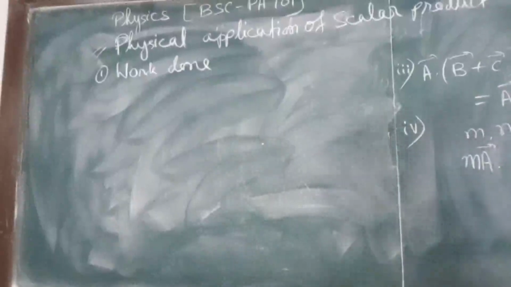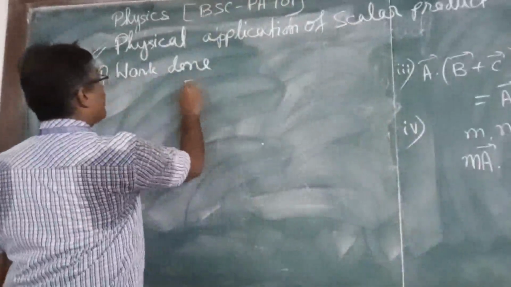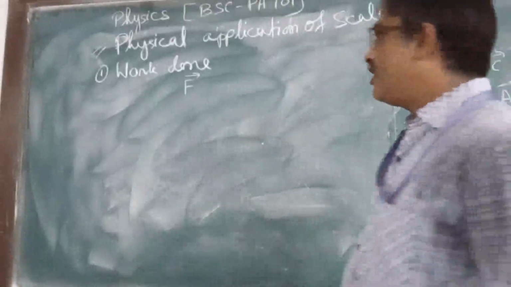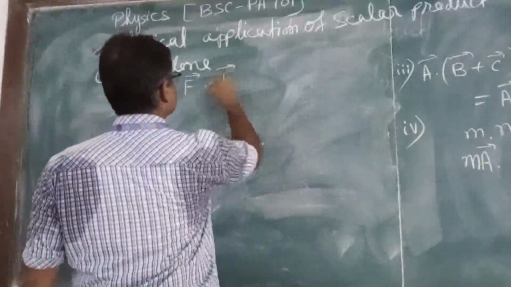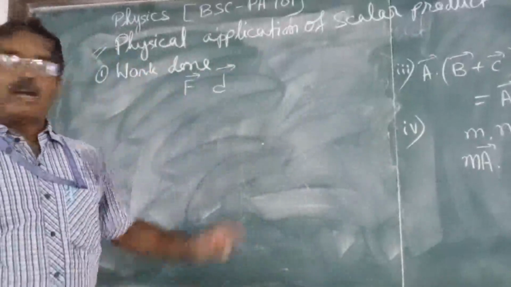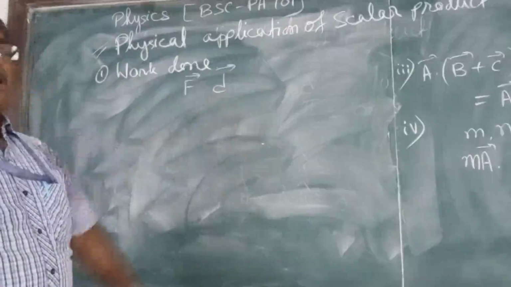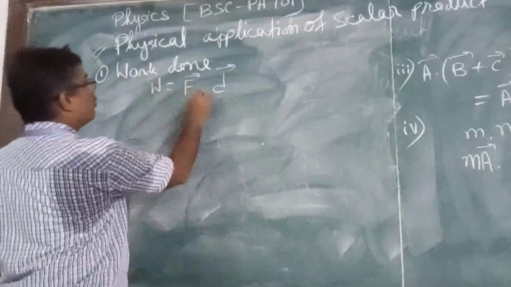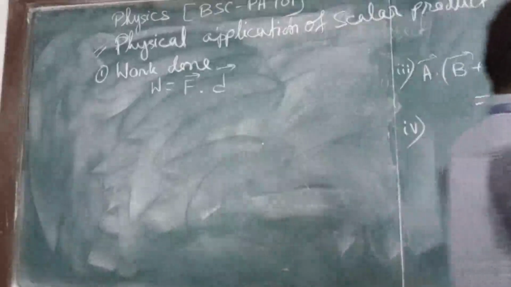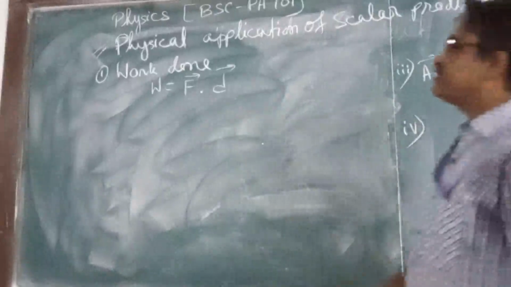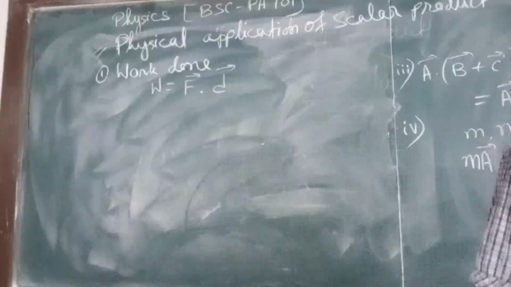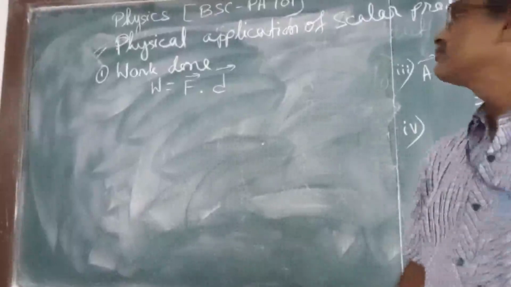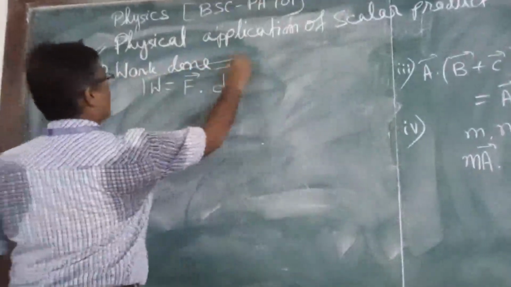The work done by a force F causing a displacement D is given by W equals F dot D. Displacement is a vector quantity. So W equals F dot D.